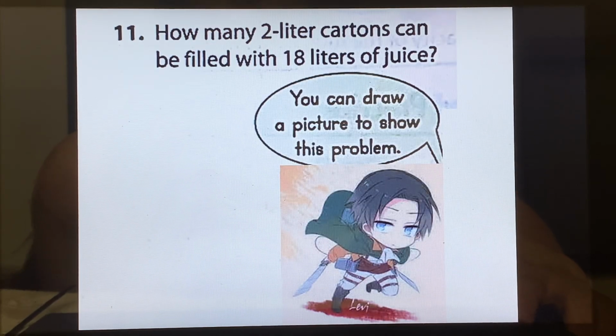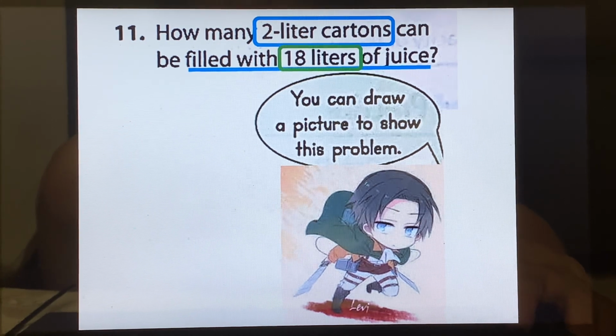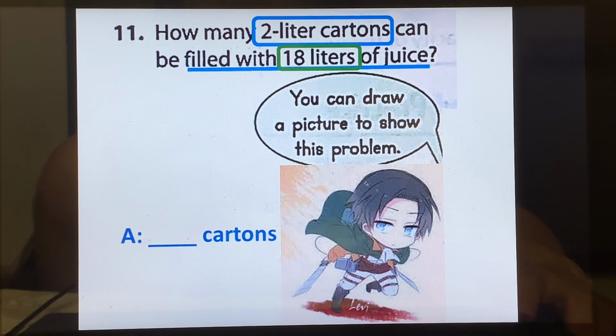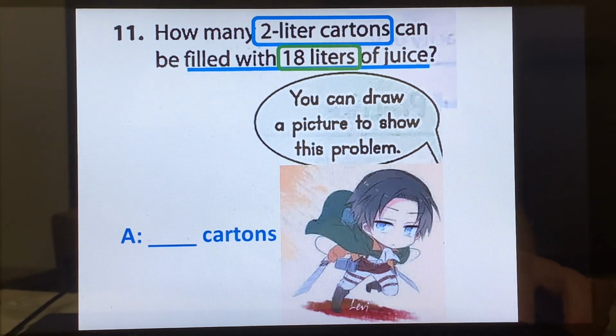11. How many 2-liter cartons can be filled with 18 liters of juice? 18公升的果汁可以倒满几个 cartons? Each carton has a capacity of 2 liters. How many cartons can be filled? Let's move on.